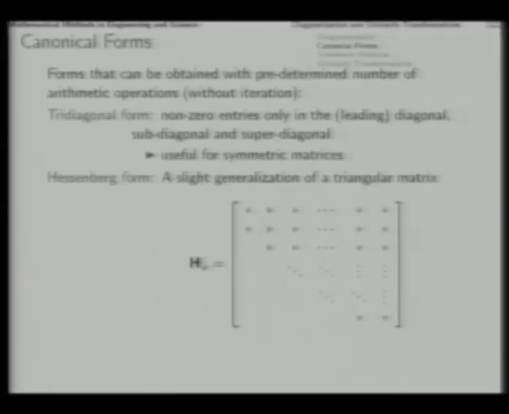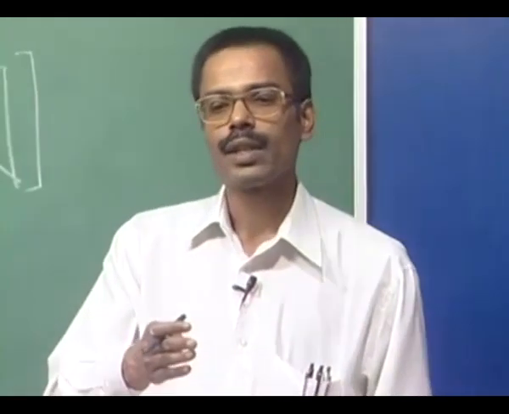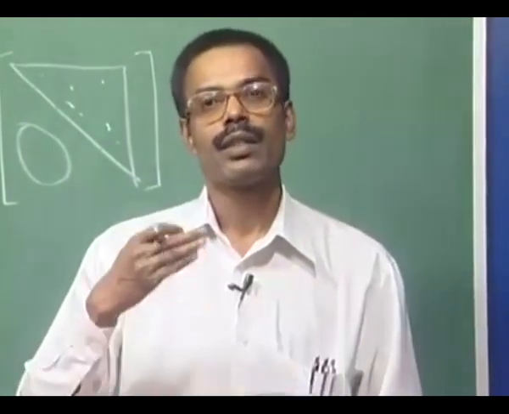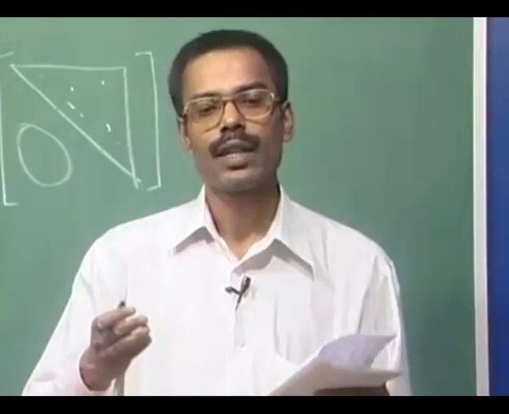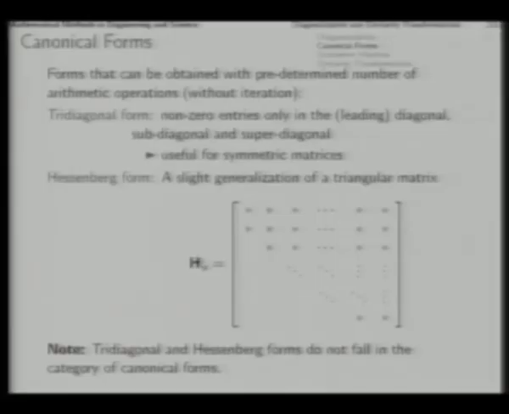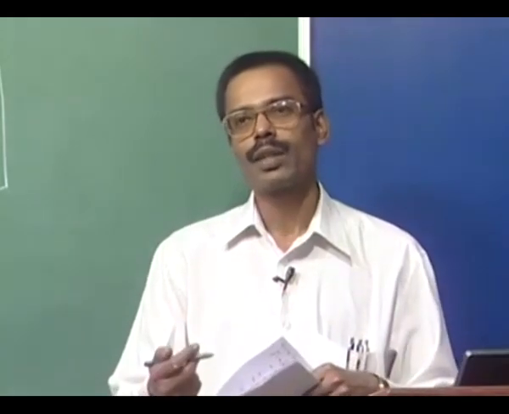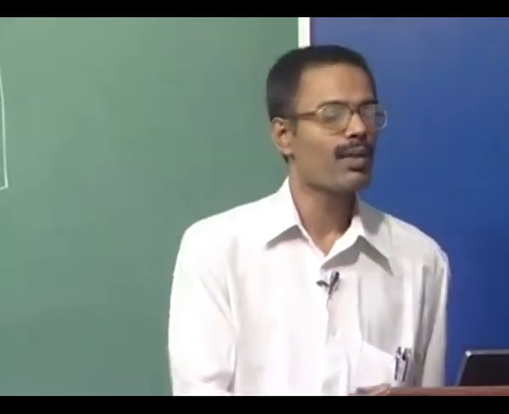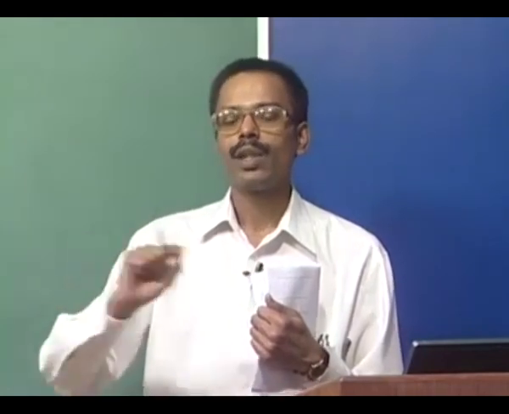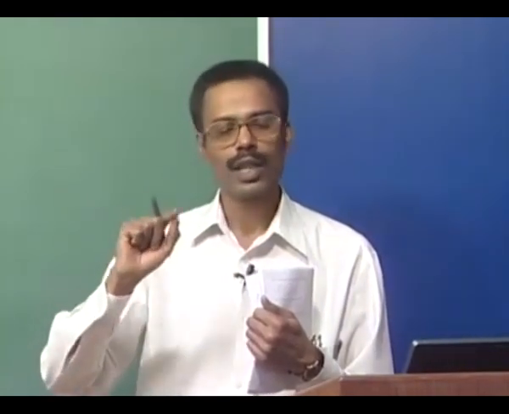They can be done with a constant number of calculations. The reduction to other forms, that is Jordan canonical form or diagonal form or triangular form, might need iterations, and there is a question of convergence. But these two forms, though not canonical forms, are useful, important forms of matrices to which we try to reduce the matrix through similarity transformations, and these two forms are of advantage because the reduction to a tridiagonal form or Hessenberg form can be accomplished with a predetermined number of arithmetic operations, a straightforward operation applied only once, not iterative.